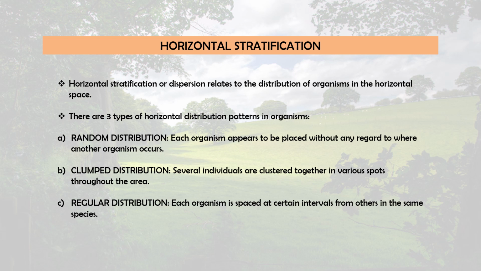And the last one is the regular distribution. Here, each organism is spaced at certain intervals from others of the same species. This is due to the negative effect of one organism on another. The horizontal distribution of plants and also some animals is influenced by various factors such as reproduction, differences in environment, and species interrelations.